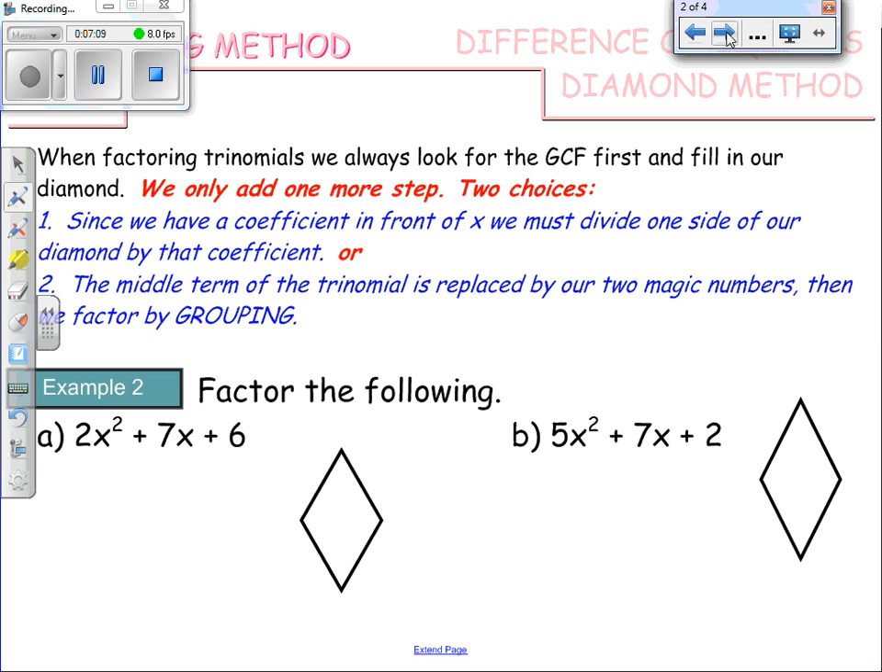Okay. Let's just jump right into factoring again. Down here, what goes on the top? Yeah, 2 times 6, A times C. What would go on the bottom of this diamond? 7. So it multiplies to be what? 12 and adds to be 7. 4 and 3, right?